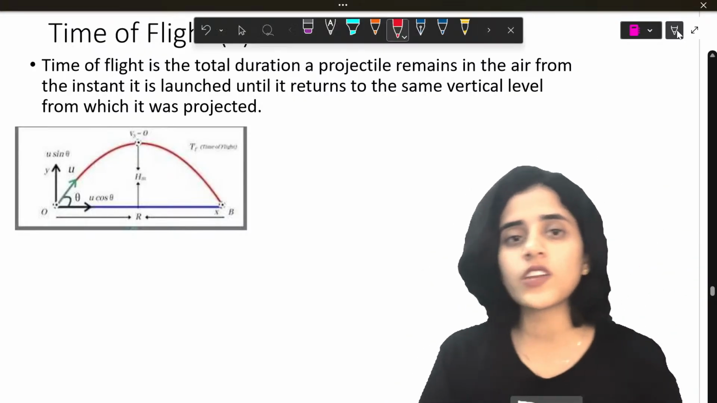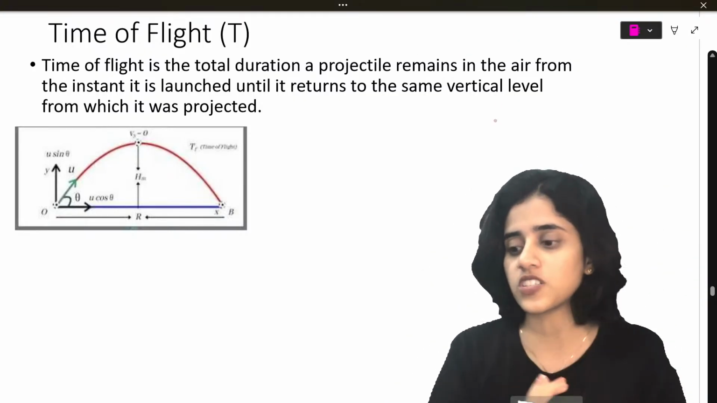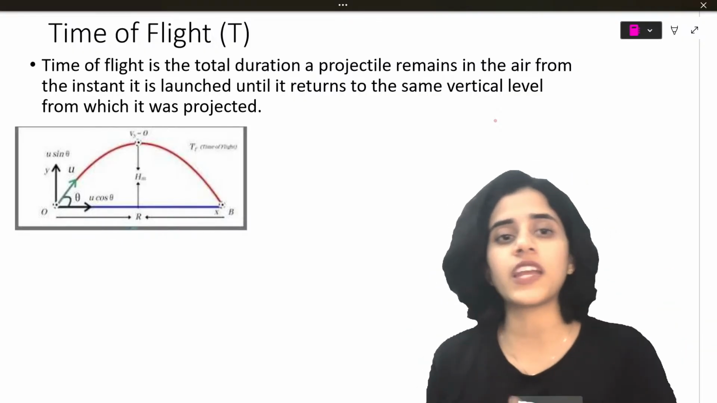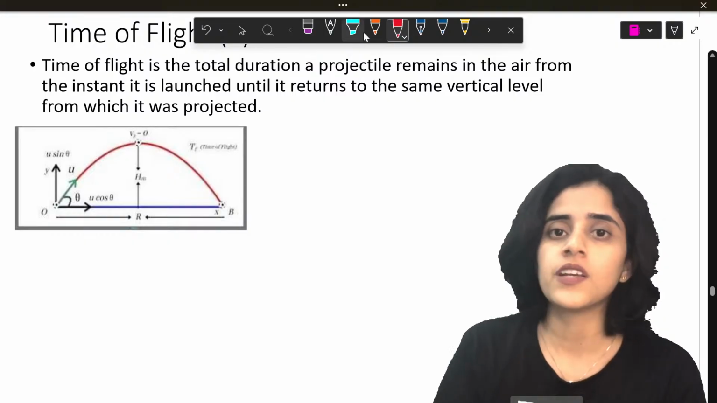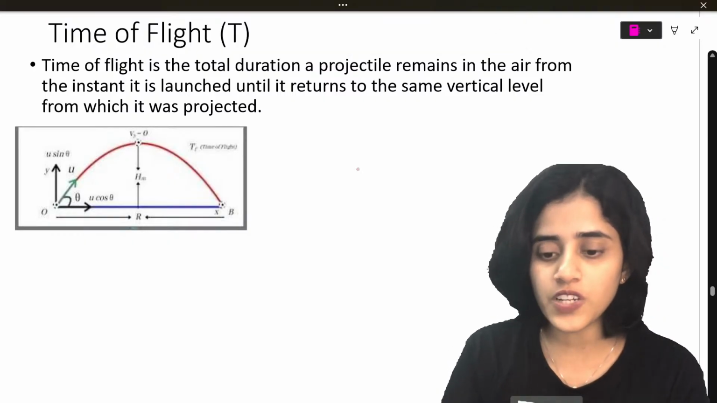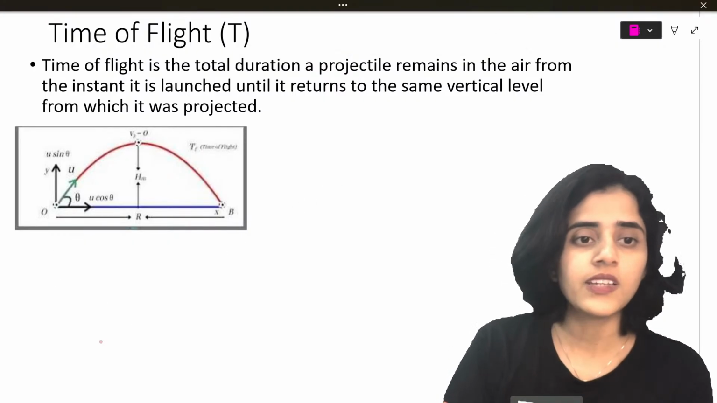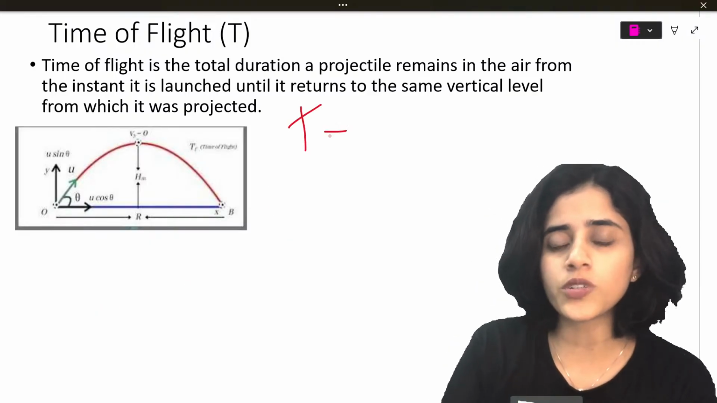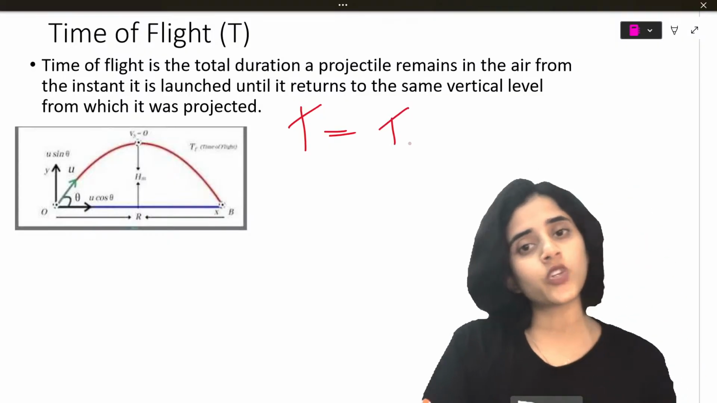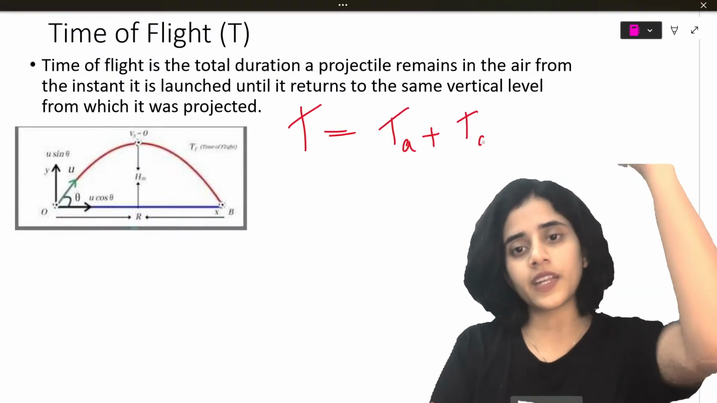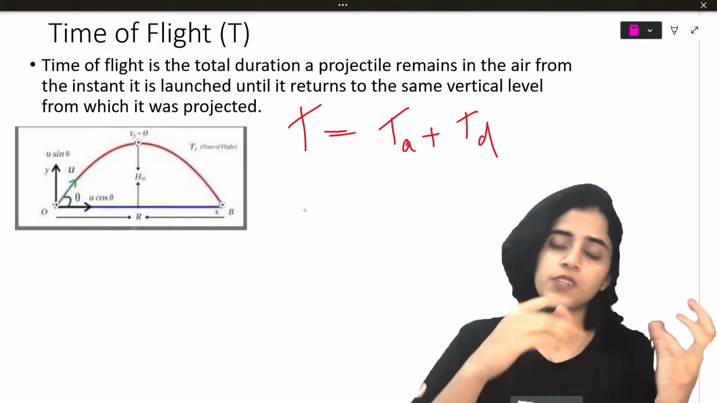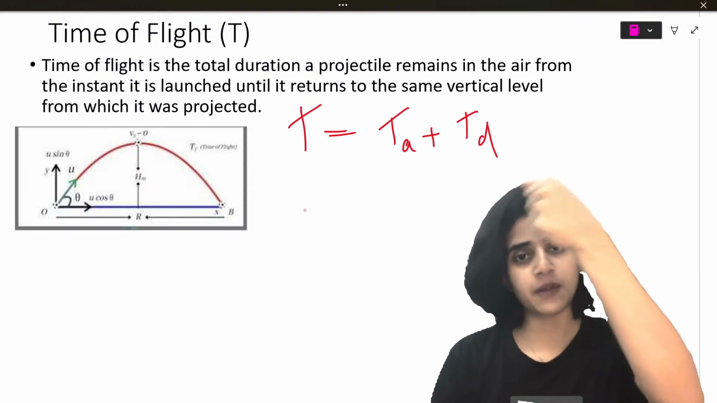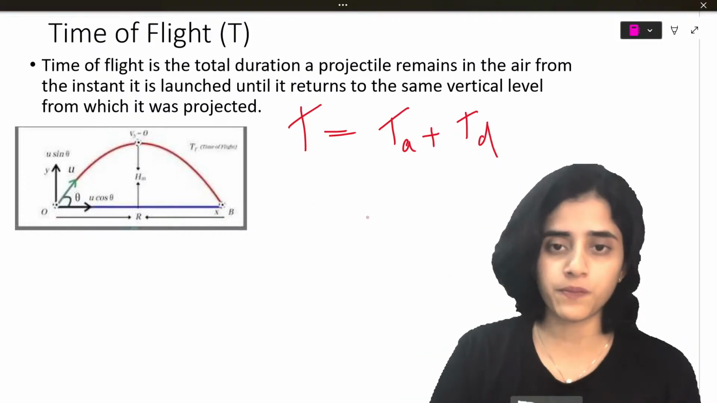Next is very important, time of flight. We are going to derive from here onwards. You might get questions in your PU exam or your FA1, asking you to derive time of flight for a projectile motion. So what will you do for that? First thing you should know, the total time of flight is the time taken to go up plus the time taken to come down. From here you throw, it comes up, comes down.